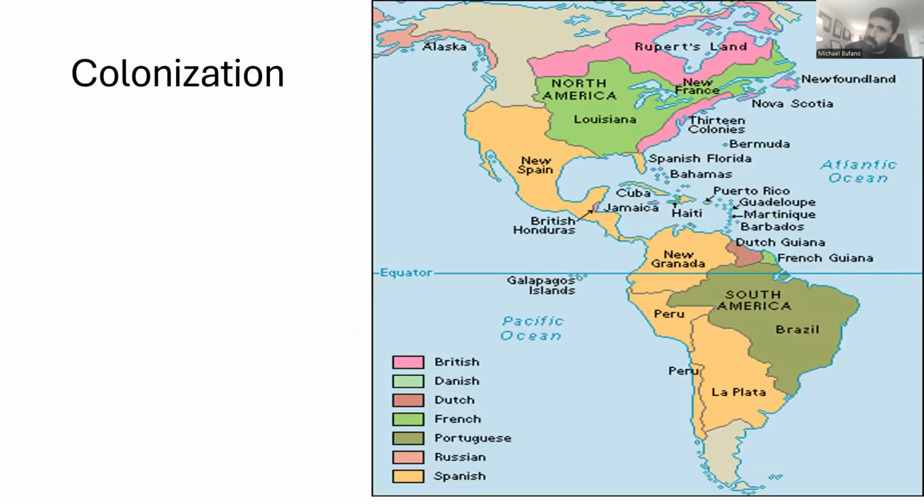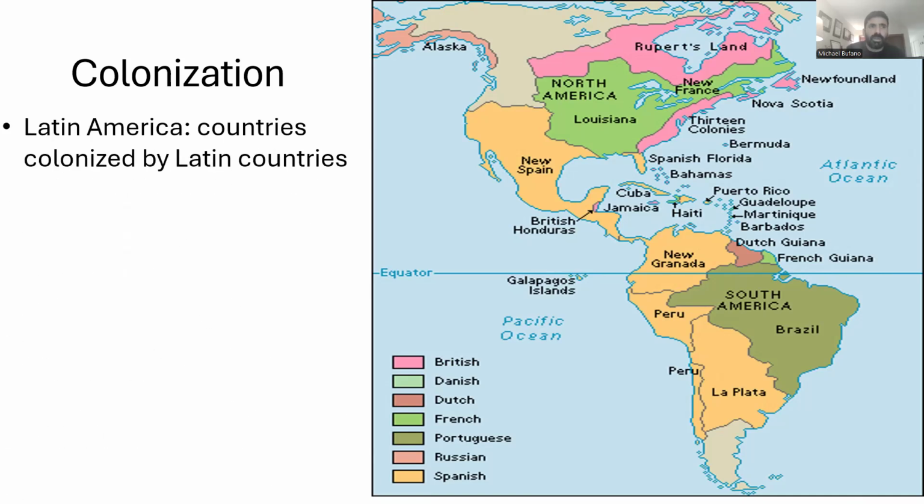And they also have a relatively common colonial history. Spain was the big conqueror here.